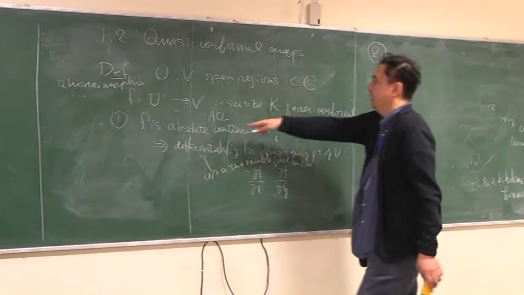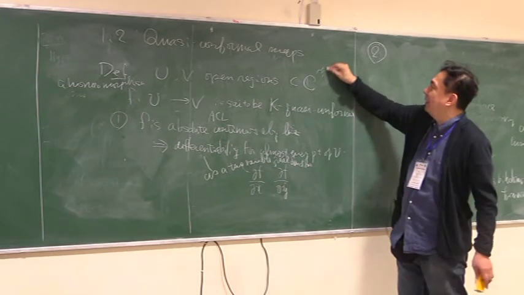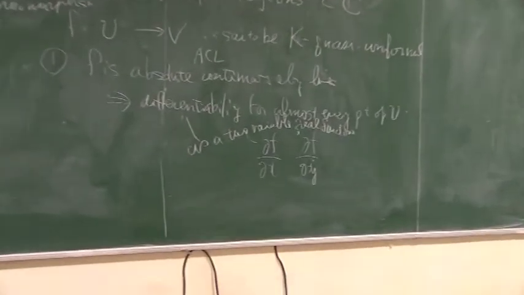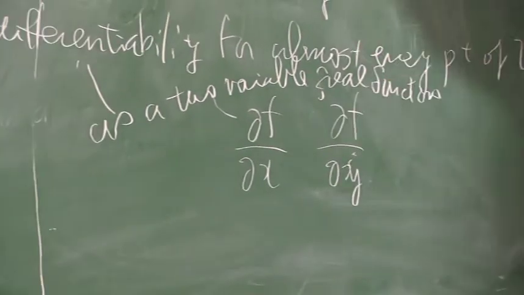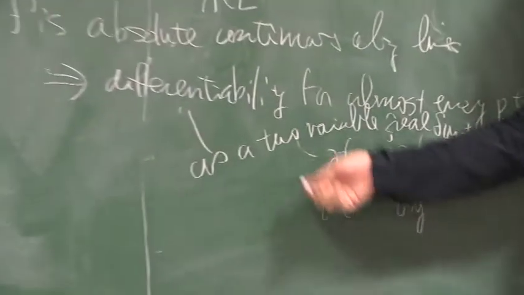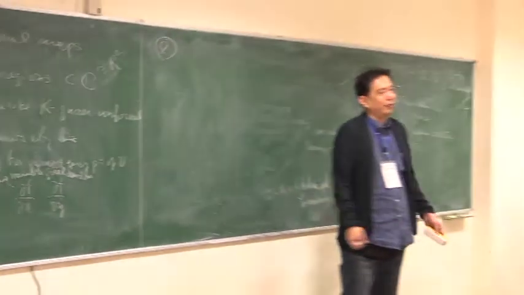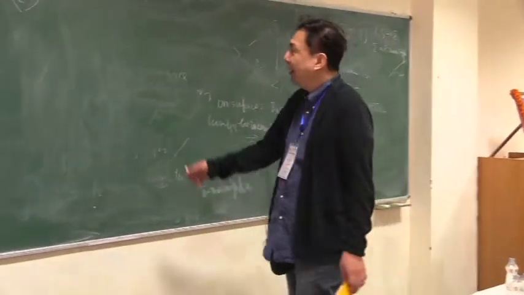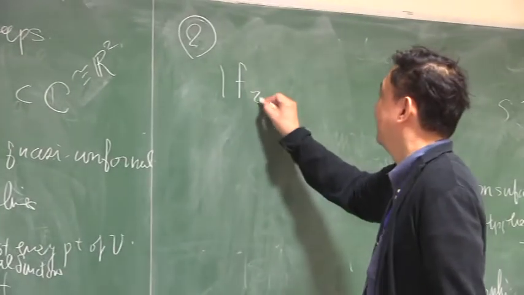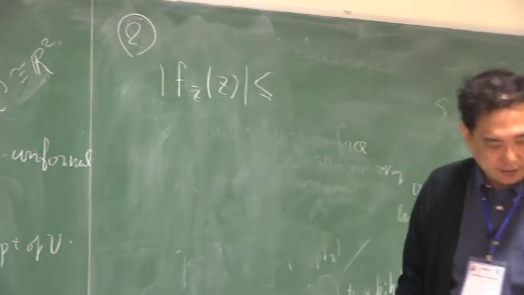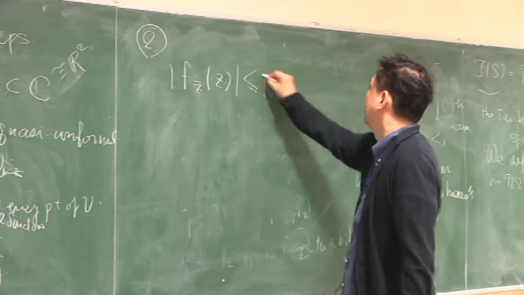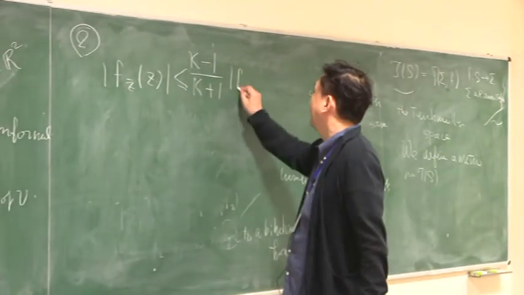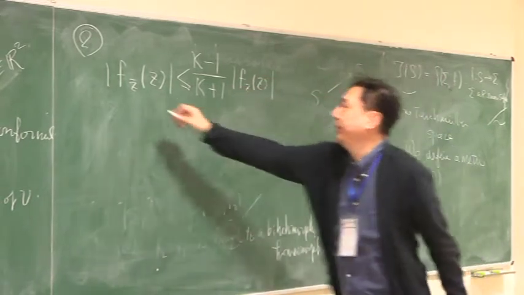F is a map from U to V, but C can be identified with the plane, and F can be regarded as a two-variable function from R2 to R2. As a two-variable function, it is differentiable at almost every point. We are not talking about complex differentiability. It's not holomorphic. So the second condition is more important. I should write it first. So this is less than or equal to k minus 1 over k plus 1 times the absolute value of the. I will explain the meaning of this notation.